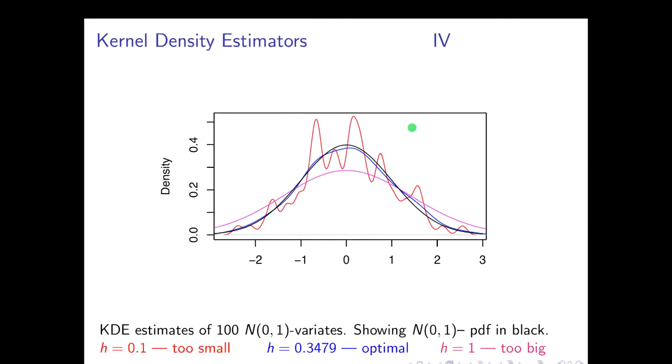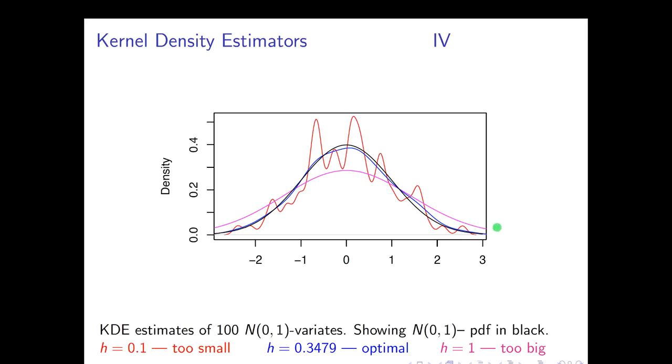Here we show KDE estimates of 100 standard normal variates. The true normal density function is shown in black. When we have a bandwidth of 0.1, this curve is shown in red and it's much too jagged. In other words, this bandwidth is too small. On the other hand, if we choose an h of 1, then we have a curve which is smoothed out too much. This h is too big.